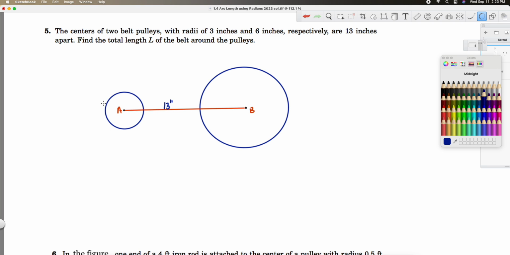Now a belt goes around these pulleys, like we would see on an engine, a car engine. And let's do this in red too. So it's going to go off of this belt wheel, connect to here. It's going to wrap all the way around this pulley.